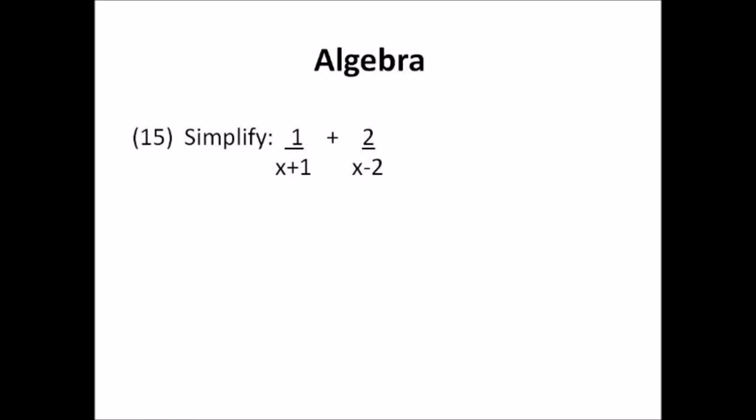And we move on to number 15, algebra again. Simplify, and you have an algebraic fraction: 1 over x plus 1 plus 2 over x minus 2. They just want you to simplify it, so work it down. Work it like you'd work a regular fraction where you have 1 over 2 plus 2 over 3. It's the same process involved with algebraic fractions that you use when you're doing normal fractions. You're adding fractions. Work it quickly.